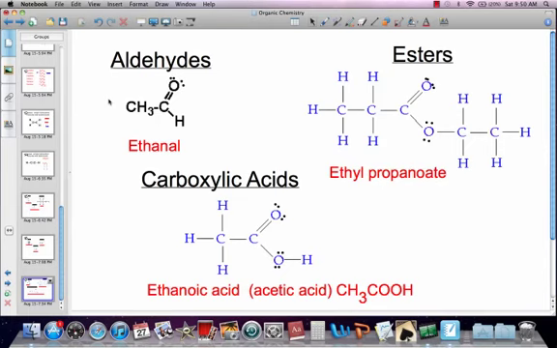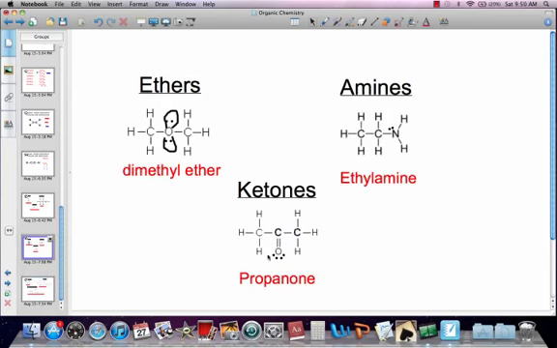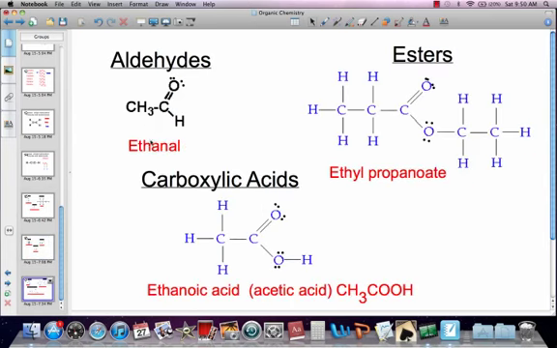Aldehydes. Formaldehyde, maybe you've heard of that. They have a double bonded oxygen just like a ketone, but it's on the end. You see how on the ketone it was in the middle? If it's on the end, then it's not a ketone, it's an aldehyde. And that's going to have a double bonded oxygen. Look for that hydrogen too. That's also a good indicator that it's an aldehyde. And this will end with an AL ending. So this is ethane, so ethanal.